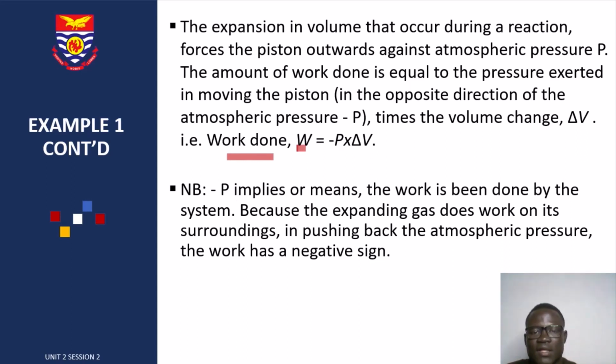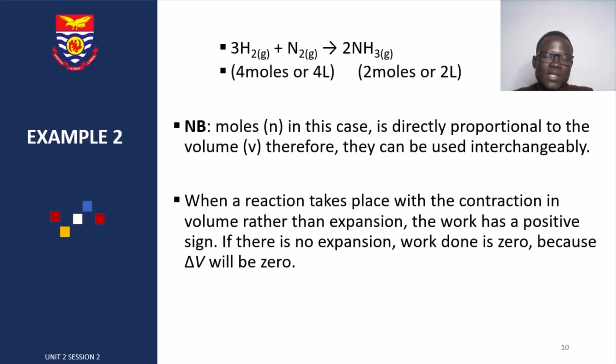Now why the negative sign? The negative P means that the work is being done by the system. The work is being done by the system. So there are two terms you need to take notice of: work done by the system and work done on the system, or work done by the environment, or work done against the environment. So the work is being done by the system. That is why the P has a negative sign. And because the expanding gas does work on its surroundings in pushing back the atmospheric pressure, the work will definitely have what? A negative sign.